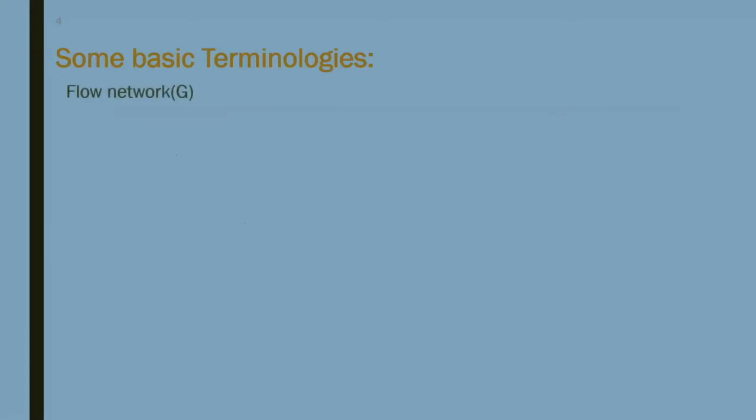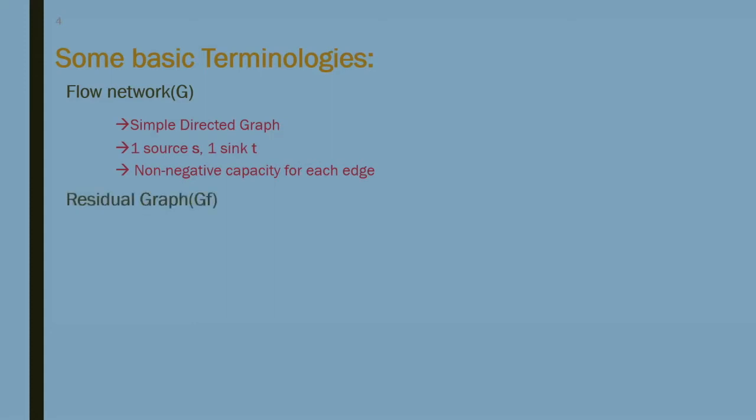So, to find the maximum flow using the algorithm, we will need a simple directed graph to represent the flow network. As mentioned before, it has to have one single source S and one single sink T, and all of the edges have to have non-negative capacity, with edges as paths or roads through which material can flow, and the vertices as junctions.